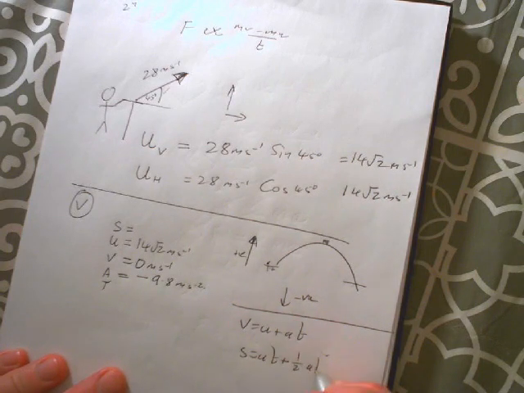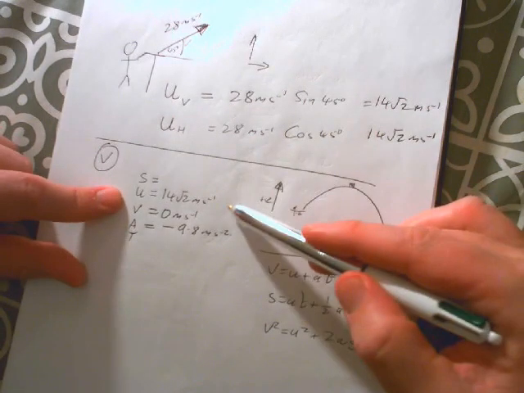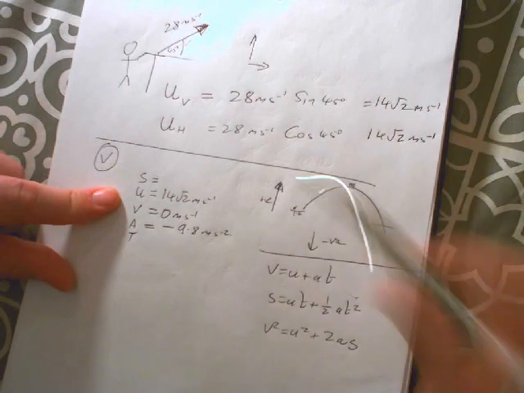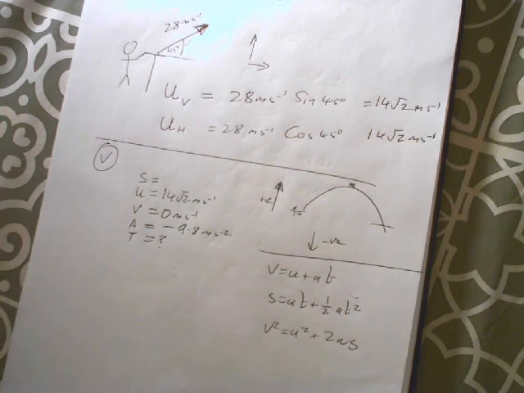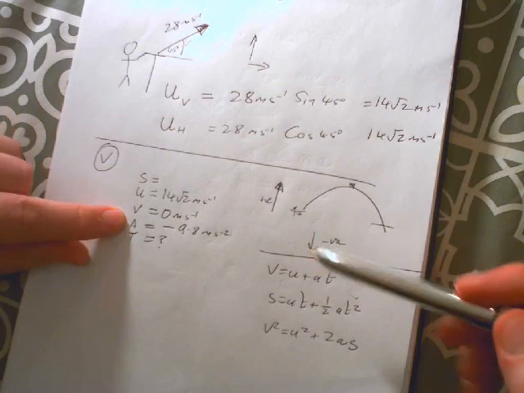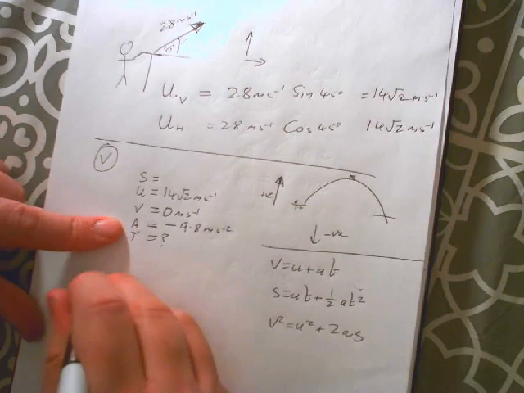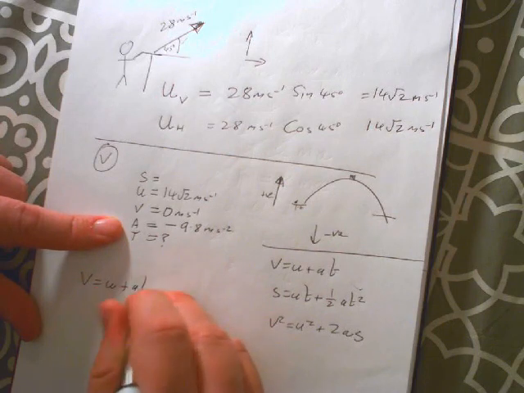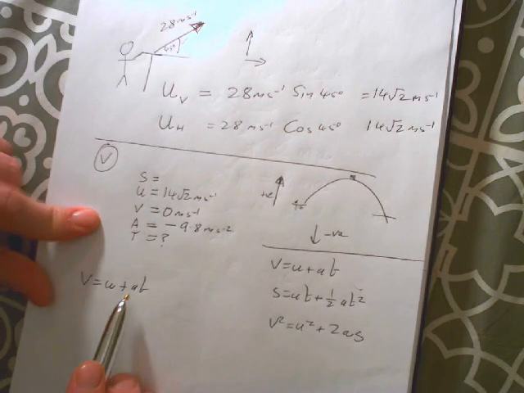We've got V equals U plus AT, S equals UT plus half AT squared, and V squared equals U squared plus 2AS. So how we do this is we look for the equation that has the three things that we know and the thing we're looking for. In this first one, we're looking for time. How long was the ball in the air? So we need an equation that has a U, V, and A in it, and also a T. And it's actually going to be the first one here. So V equals U plus AT.